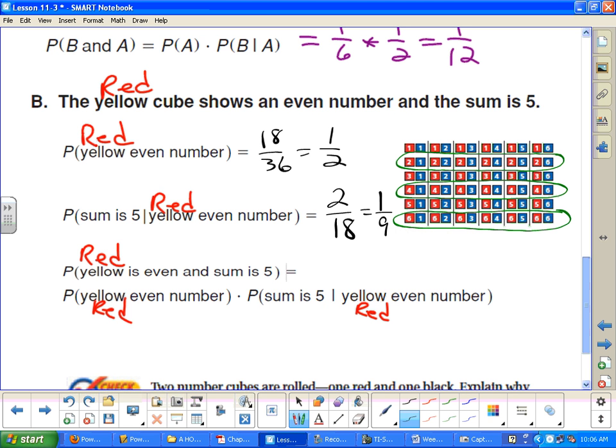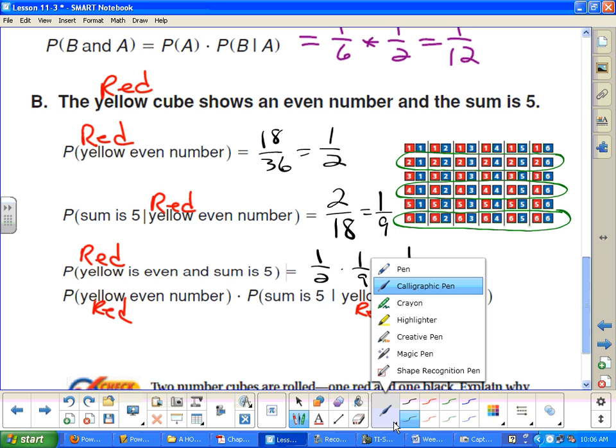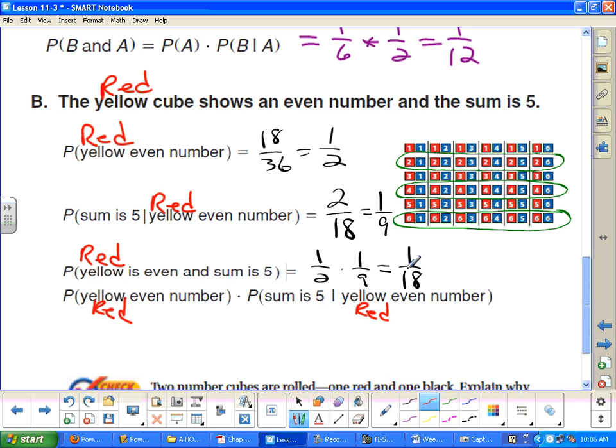Since these are not equal, they're dependent events. So to find the probability, we multiply 1/2 times 1/9 and get 1/18. Or we could look at it as, let's try the yellow. We've got this one here and this one here, which would be 2 out of 36, which is 1/18.